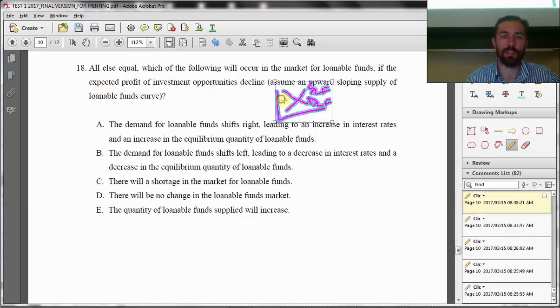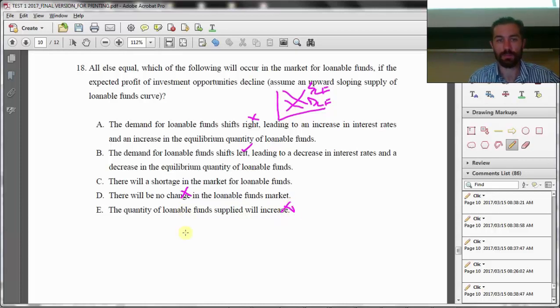Well, you're going to have a shift to the left, and it's difficult for me to do this because it keeps on, there we go. Shift to the left in the demand for loanable funds. Demand for loanable funds shifts to the right, no. Demand shifts to the left, yes. No change, no. Quantity supplied will increase, we'll have to come back to that. If we've shifted demand to the left, does the quantity of loanable funds supplied increase?